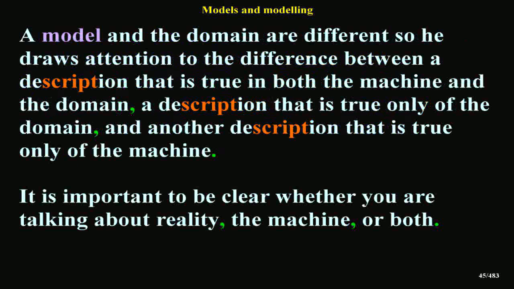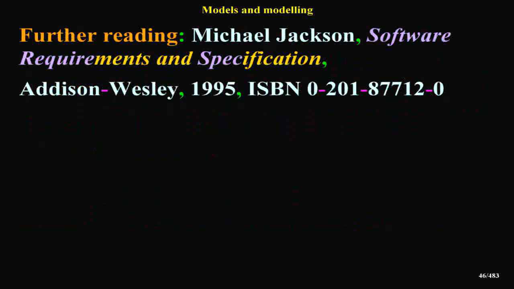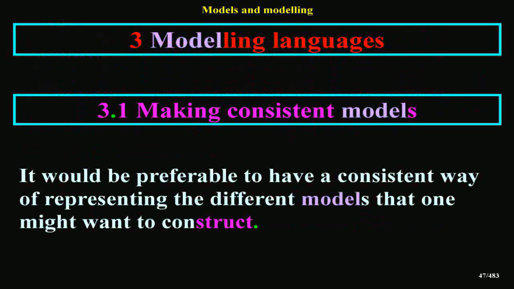A model and a domain are different, so he draws attention to the difference between the description that is true in both the machine and the domain, a description that is true only of the domain, and another description that is true only of the machine. It is important to be clear whether you are talking about reality, the machine, or both. Further reading: Michael Jackson, Software Requirements and Specification, Addison Wesley, 1995, ISBN 0-201-87712-0.